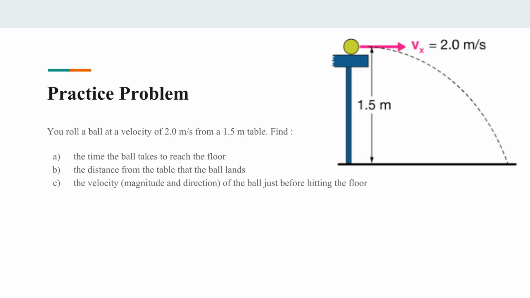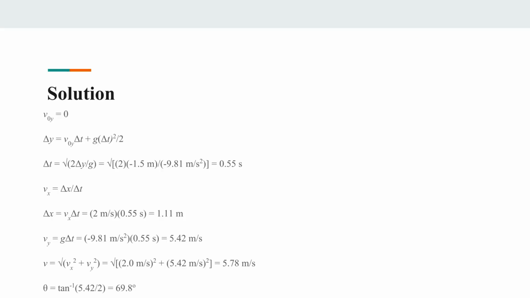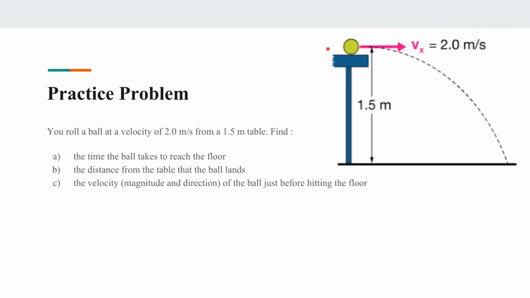Okay, so let's see what we have. So V naught y, the initial y velocity. So this is our initial velocity in the first place. There is no initial y velocity. Y velocity is 0 at this point. It is only going horizontally.